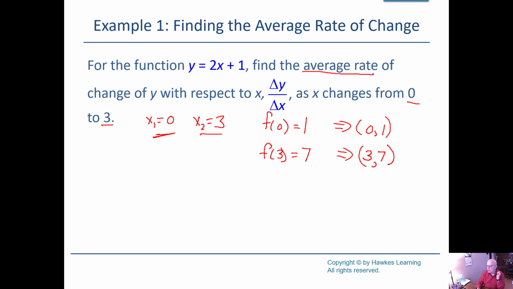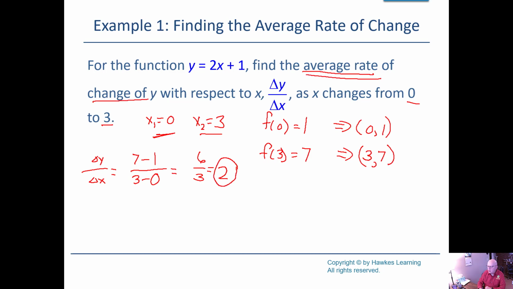Now it says, what's the average rate of change? So you take this delta y over delta x, subtract the y values, the second one minus the first one, the x's on the bottom, the second one minus the first one, and we get 6 over 3, also known as 2. There's our average rate of change of y with respect to x. Because it all goes back to x, even though we're talking about the y's. It's how the ratio is.